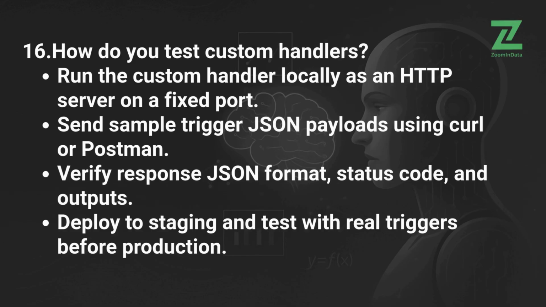How do you test custom handlers? Run the custom handler locally as an HTTP server on a fixed port. Send sample trigger JSON payloads using curl or Postman. Verify response JSON format, status code, and outputs. Deploy to staging and test with real triggers before production.